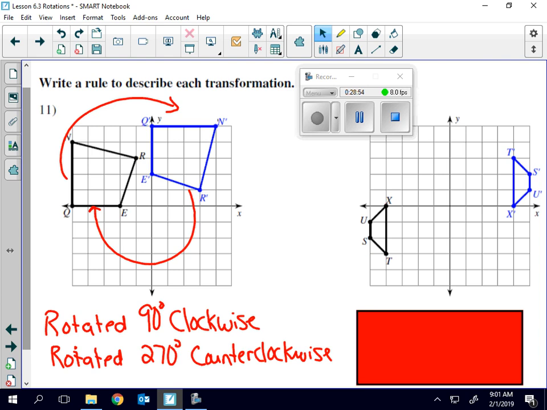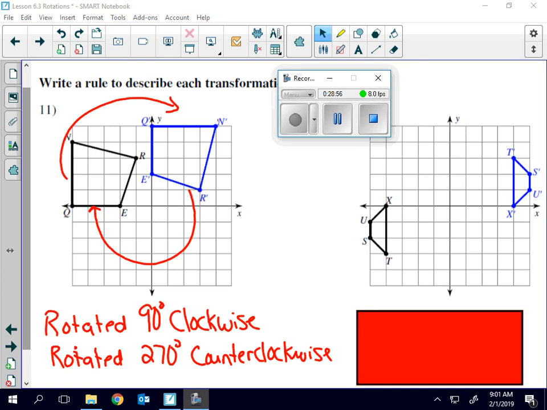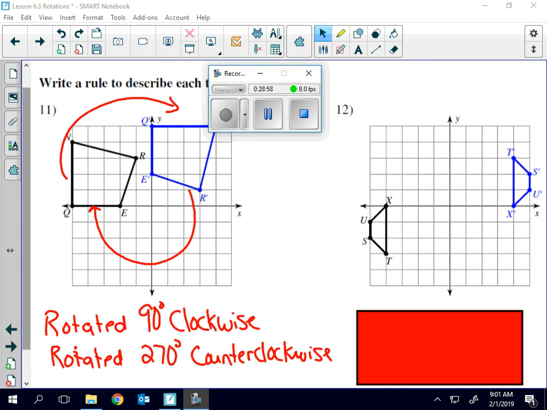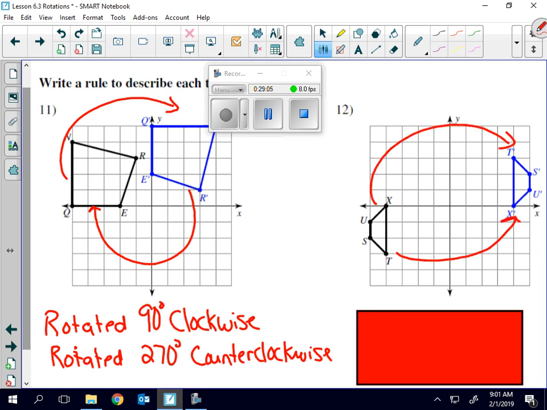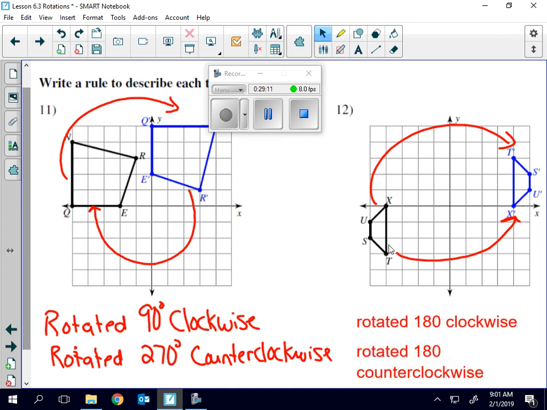For this next one, number 12, they're on kind of opposite sides, I would say. Is that how you would say it? Let's see. To me, that's going the same distance either direction. That's 180 degrees, whether it's clockwise or counterclockwise. It doesn't matter. You can just say 180 degrees.